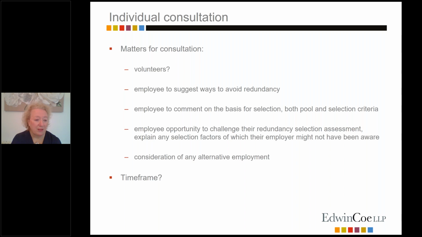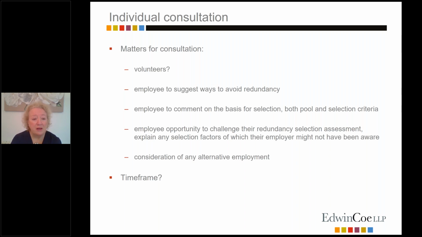The next thing that must be included is employees suggesting ways of avoiding redundancy. Now, this should occur at the initial meeting, once employees are aware of the proposals and that they are at risk of redundancy. So that can include things like eliminating agency staff, reducing overtime, short time working, pay freezes, offering sabbaticals or unpaid leave, or, as Linky mentioned, perhaps part-time working.